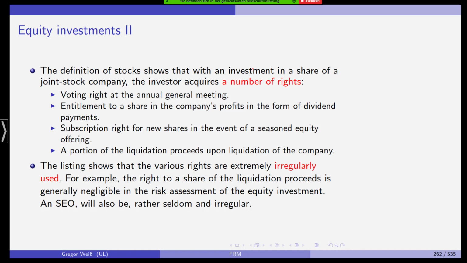Most of them are actually used extremely irregularly. For example, the annual general meeting only takes place once a year. So most of the time, you're actually interested in the dividend payments and the ups and downs of the stock price. So as you can see here, the annual general meeting only takes place once.